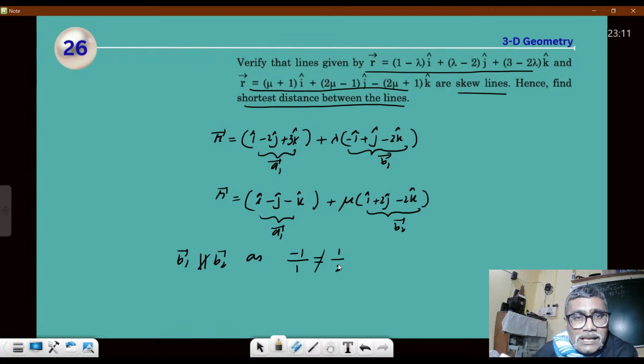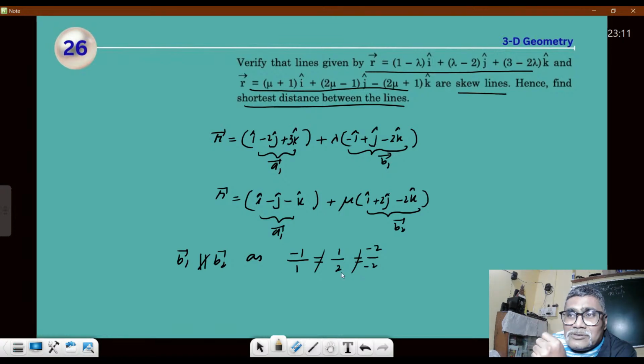Had they been parallel, this would be equal. You write the third also, -2 and here it is -2. So none of these are parallel to anyone. So they are not parallel. First thing is done. And next you find the shortest distance only. If the shortest distance is 0, the lines will be intersecting. And if the shortest distance is not 0, then the lines will be skew lines. Right? So that's the thing.